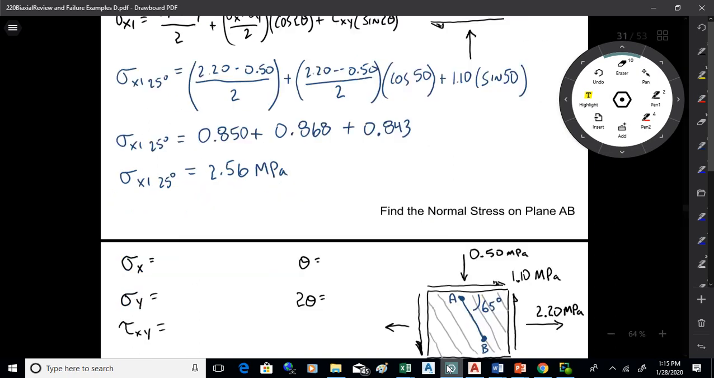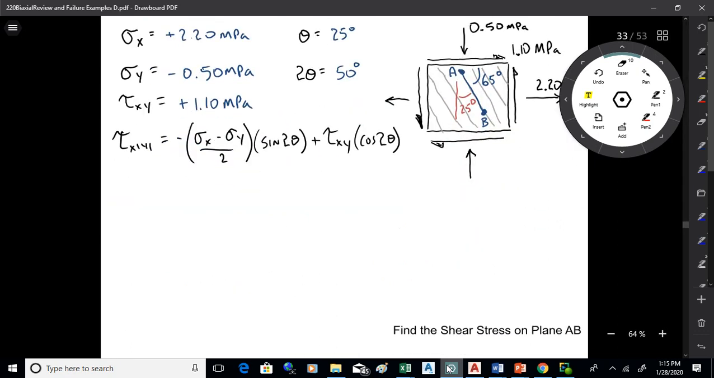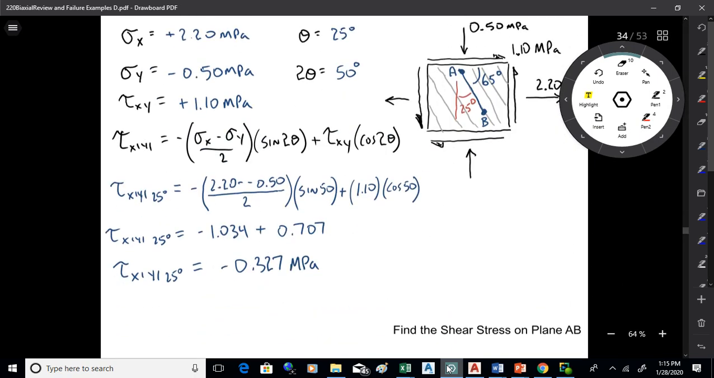And then when you do the shear, you just use the exact same information. The angle is 25 degrees there. And you go ahead and run the shear equation this time, which is equation 26, with the same inputs. Sigma x is 2.2, sigma y is negative 0.5, tau xy is plus 1.1, theta is 25, 2 theta is 50. Plug that in, and you get the shear on the plane.